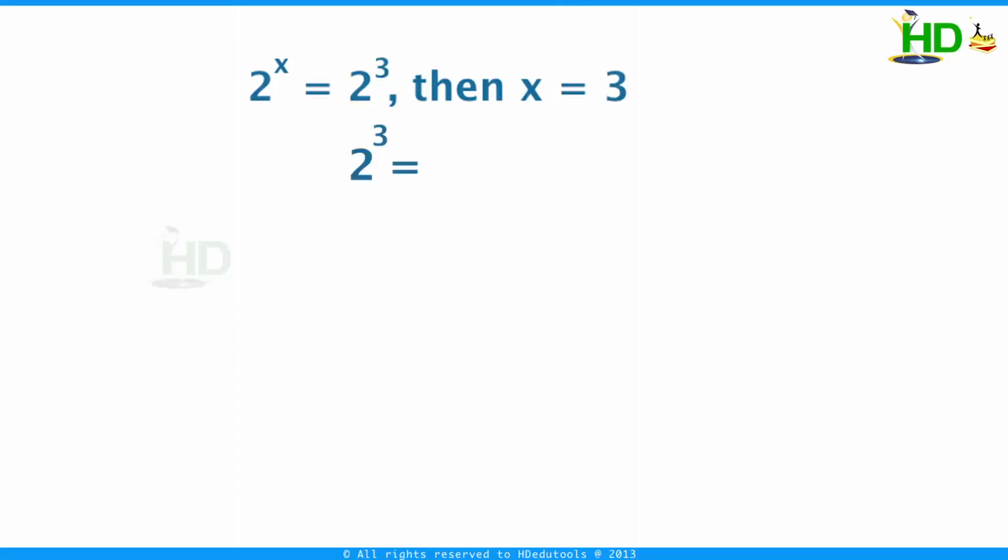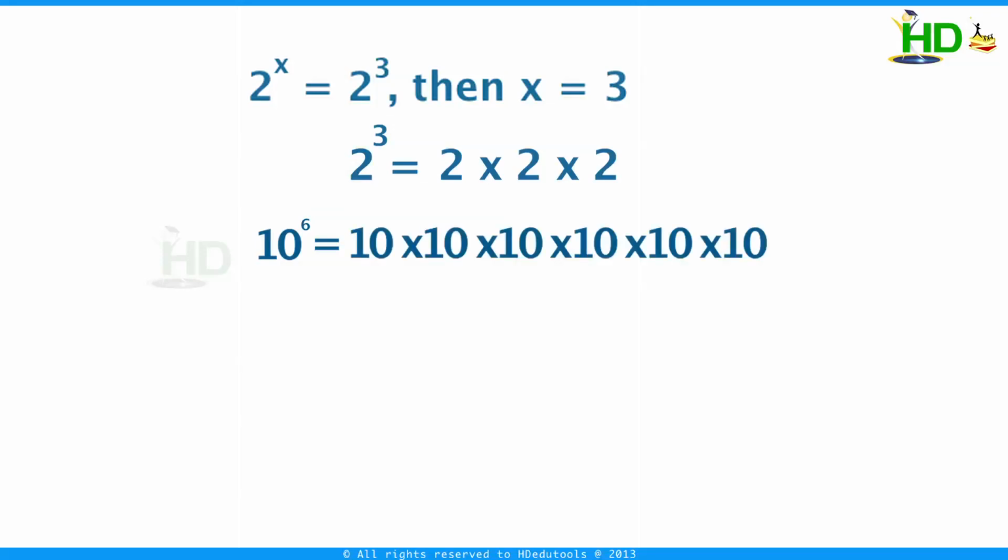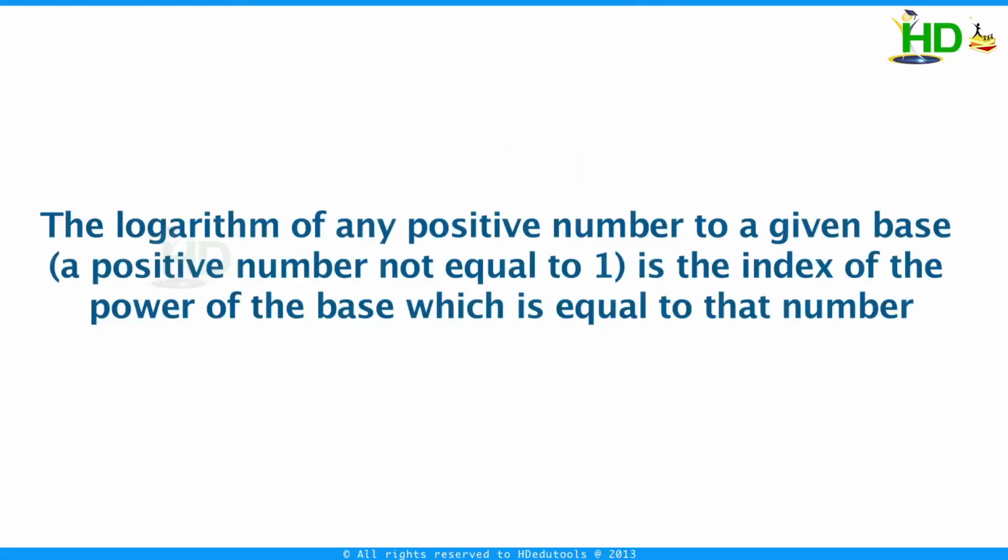Do you know what is the meaning of 2 power 3? Yes, you know already. 2 power 3 is nothing but 2 into 2 into 2, 2 raised 3 times. 10 power 6 means multiplying 10 6 times. Similarly, if 4 power x is equal to 4 power y, then simply we can write x equal to y. Now, the logarithm of any positive number to a given base is the index of the power of the base which is equal to that number.